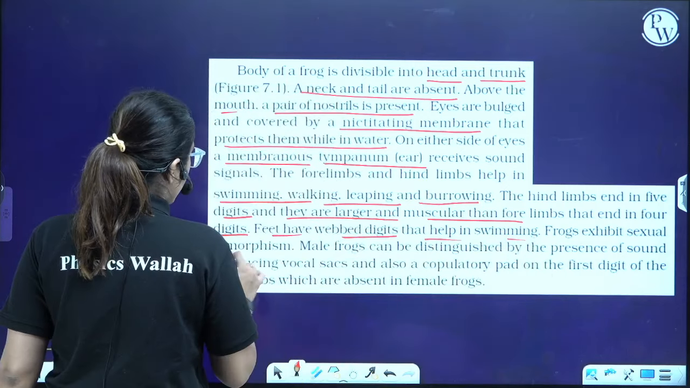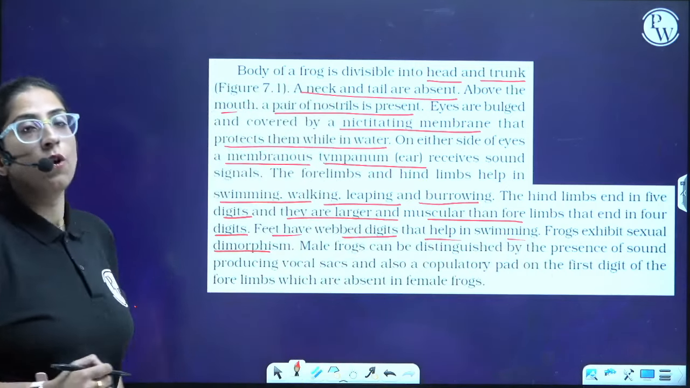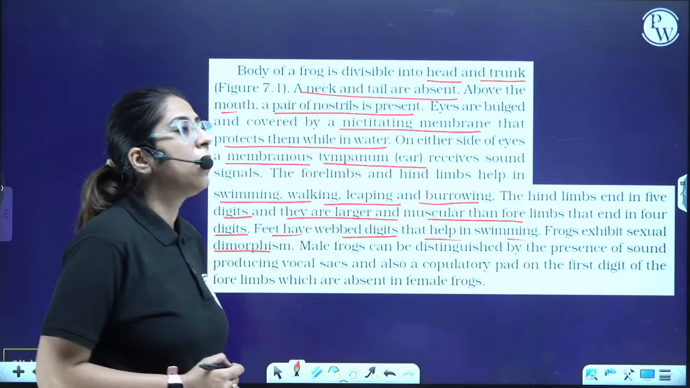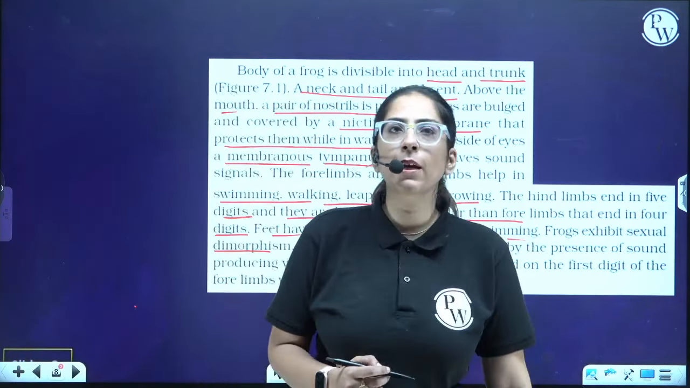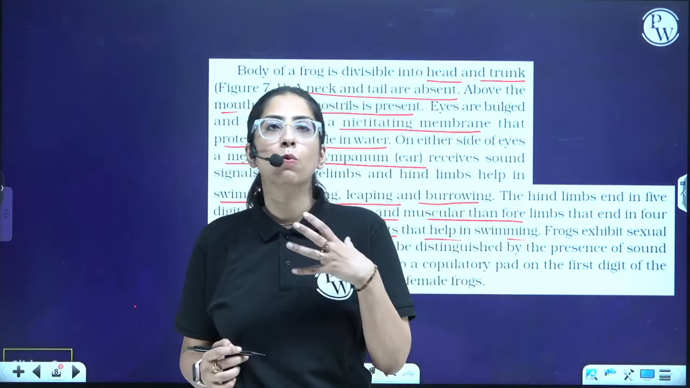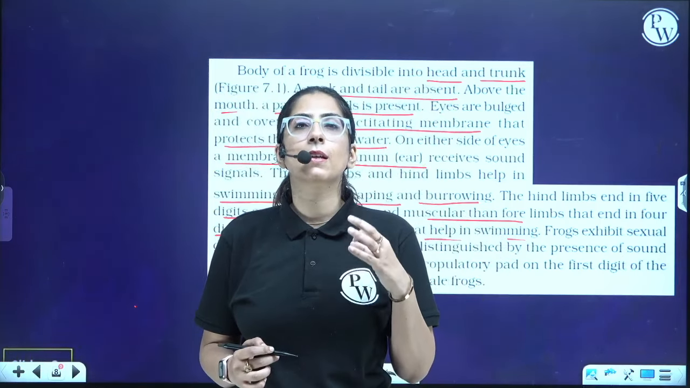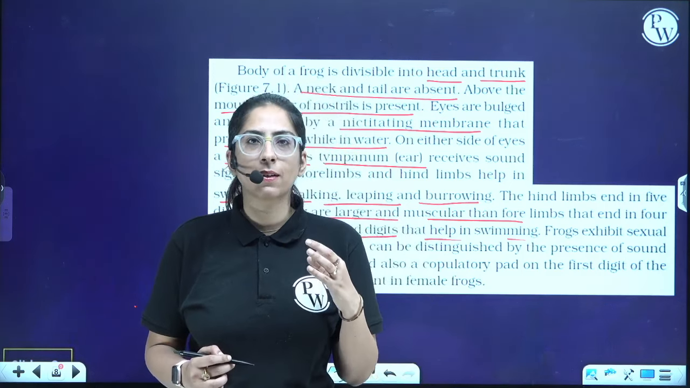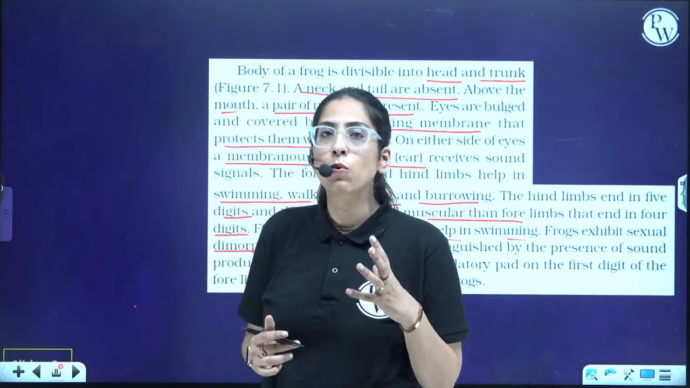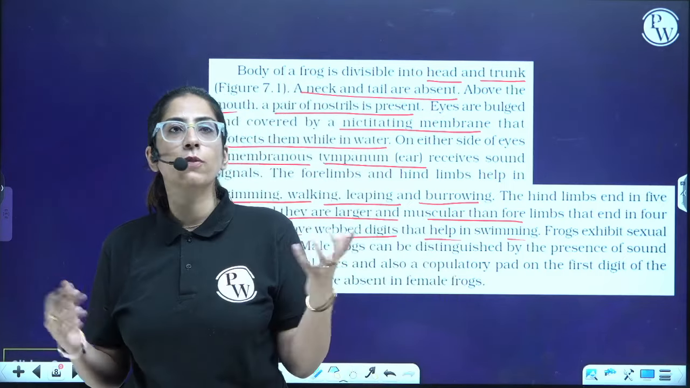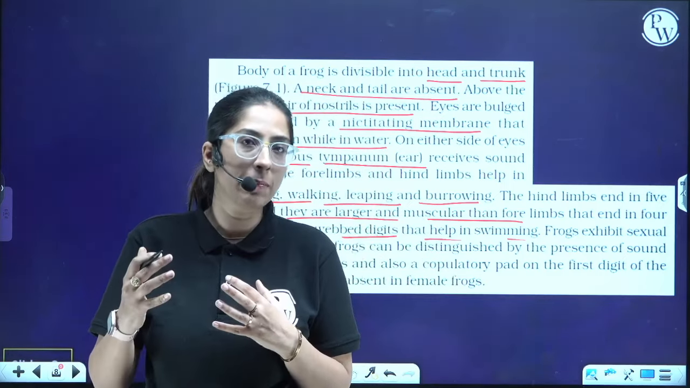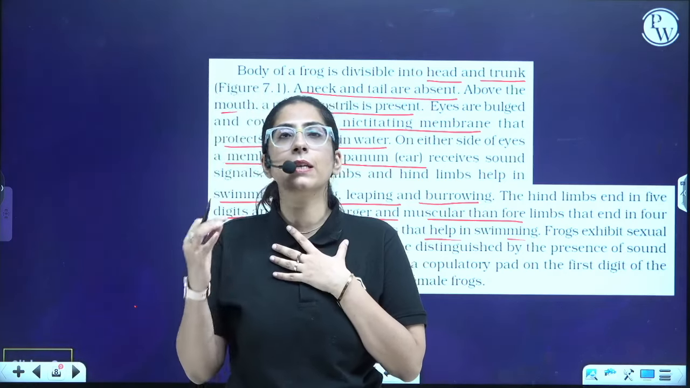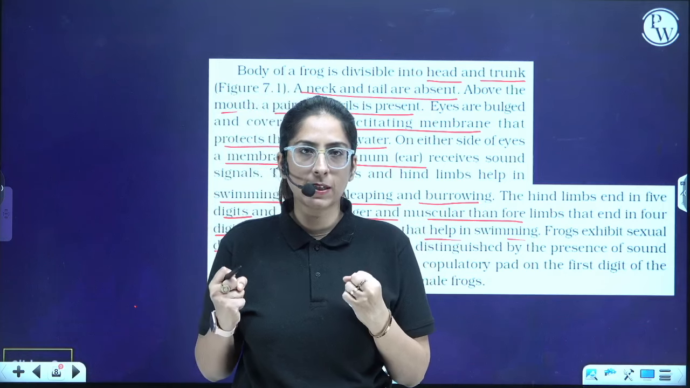Frogs exhibit sexual dimorphism, as I have told you. The male frog produces a particular sound, a trrr, trrr, trrr sound. That sound is not produced for you or for anyone else. It is produced for the female. The male's vocal cord is developed so that it can produce a characteristic sound to attract females. Done?